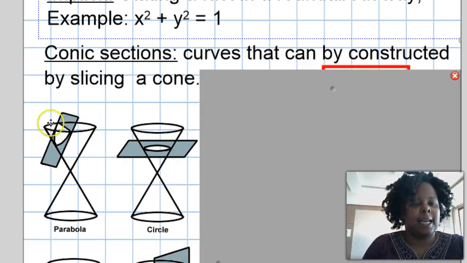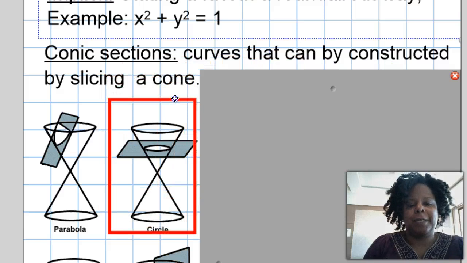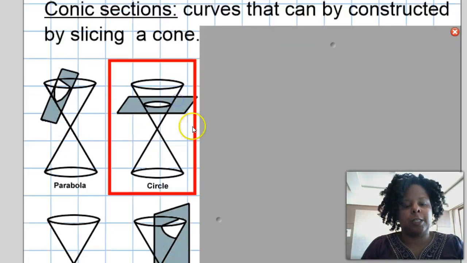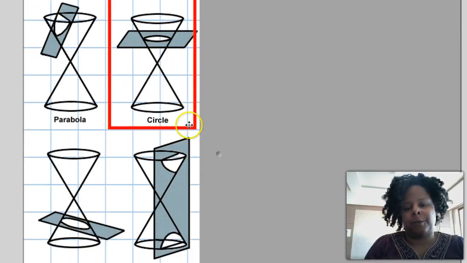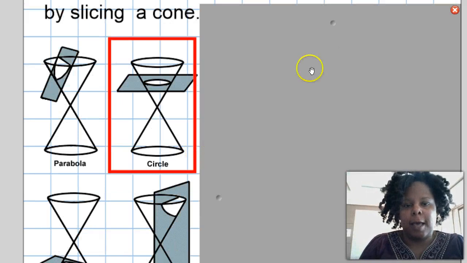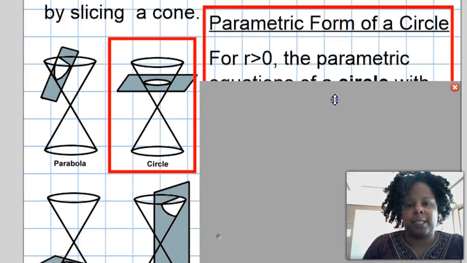If I were to slice that cone this way, it would be a parabola. If I were to slice the cone horizontally, I would get a circle. And that's what we're going to focus on. In later videos we're going to talk about the other ways to slice a cone and the resulting curves, i.e. conic sections. But in this case, I can describe this relationship in a parametric sense.